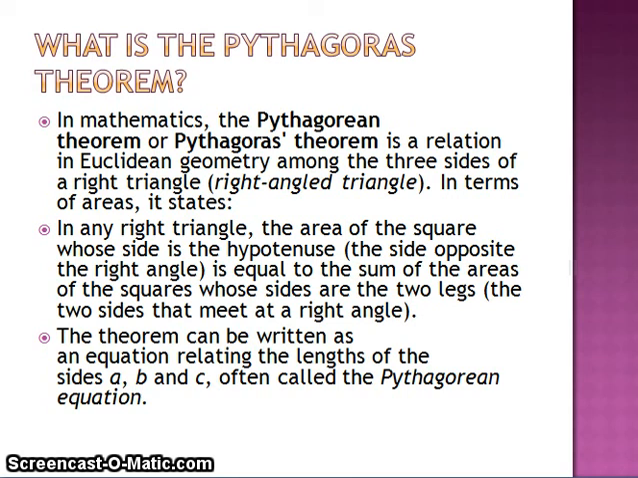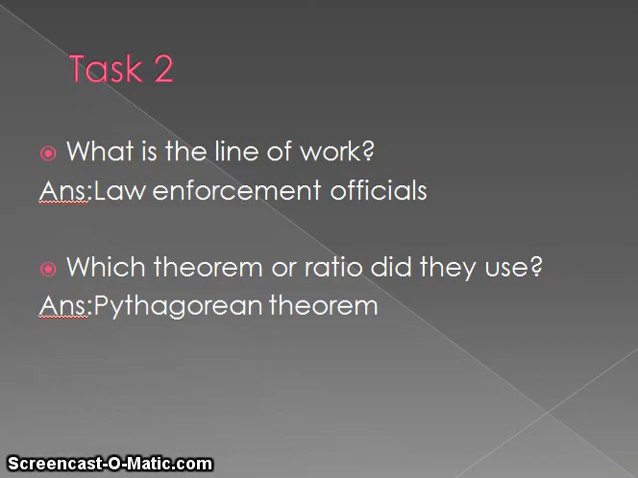What is the Pythagoras theorem? In mathematics, the Pythagorean theorem or Pythagoras theorem is a relation in Euclidean geometry among the three sides of a right angle triangle. In terms of areas, it states, in any right triangle, the area of the square whose side is the hypotenuse, the side opposite the right angle, is equal to the sum of the areas of the squares whose sides are the two legs, the two sides that meet at a right angle. The theorem can be written as an equation relating the lengths of the sides A, B, and C, often called the Pythagorean equation.